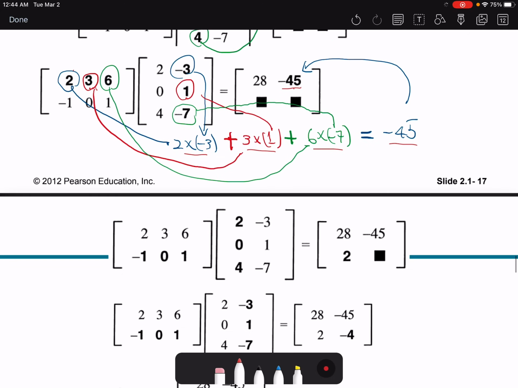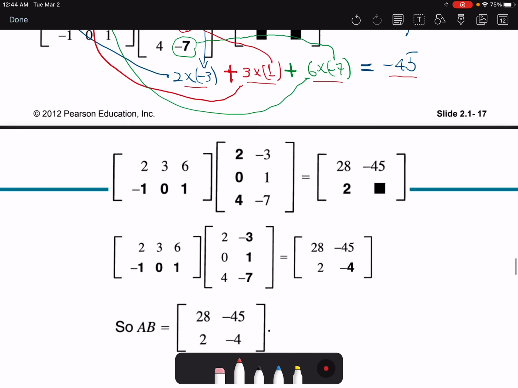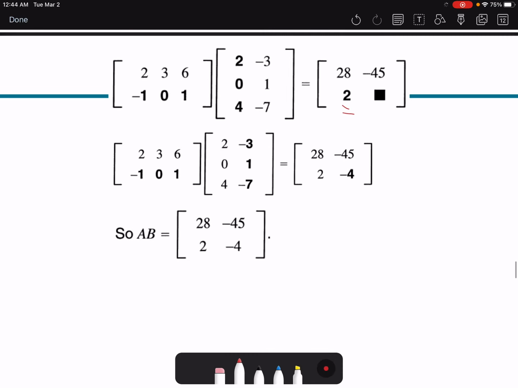All right, we'll continue, right? What's the next number? That should be a 2 right here. Let's see if we can get there or not. So look at the bolder part. The bolder part is negative 1 times 2 plus 0 times 0 plus 1 times 4. The answer is what? It's 2. Exactly, that's what it is. Finally, so this is for this part.